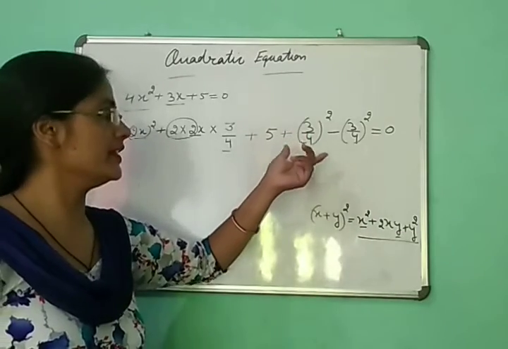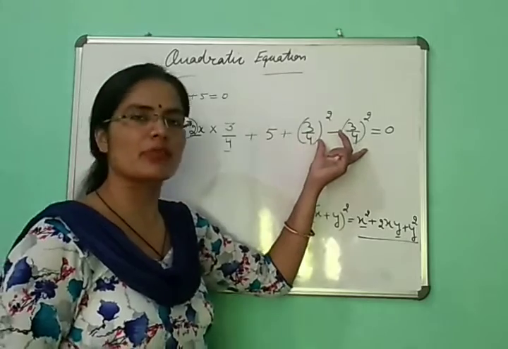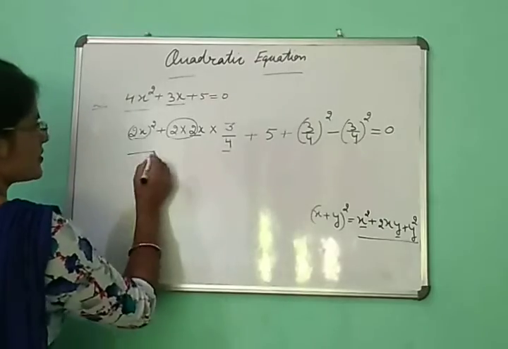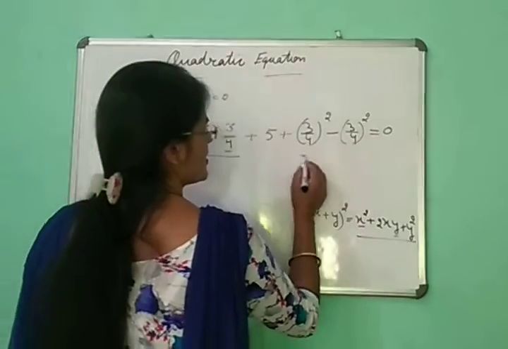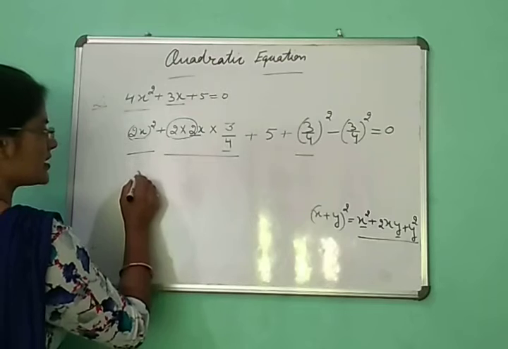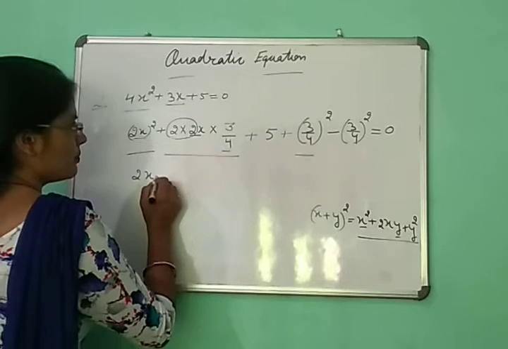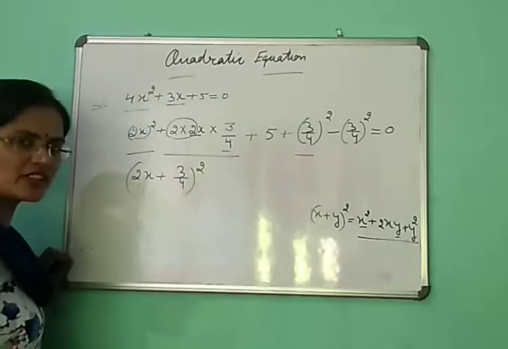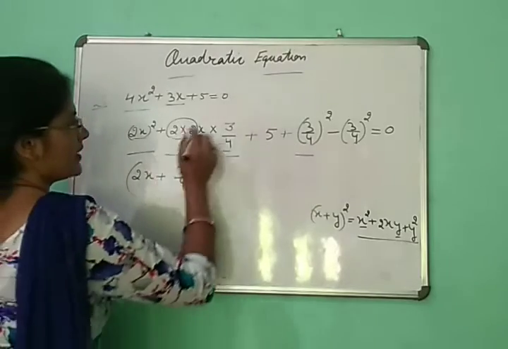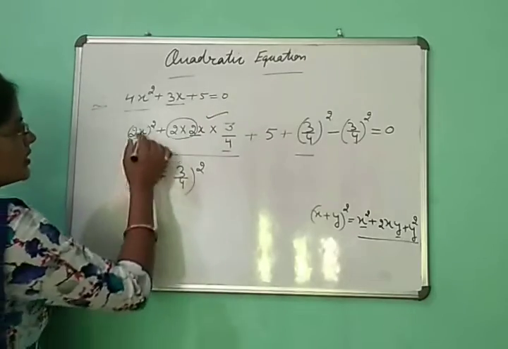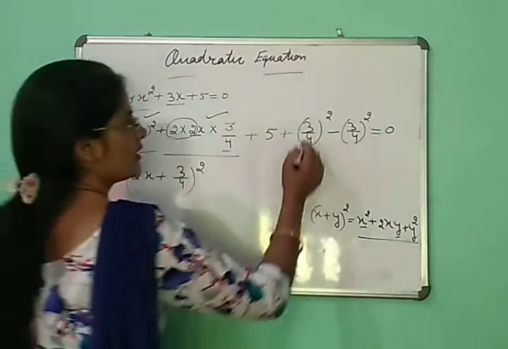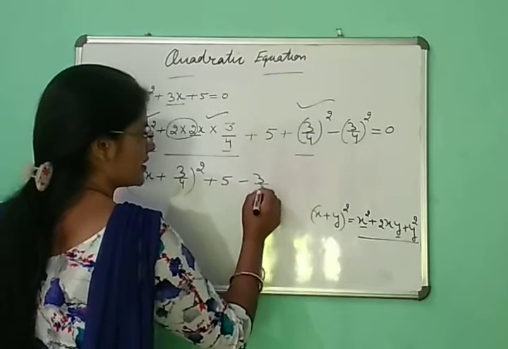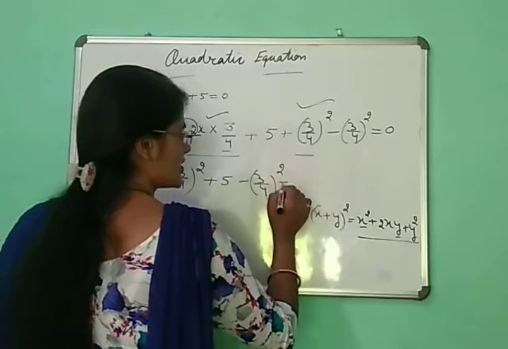We can't add anything in our equation, so we are also subtracting that term from our equation. So now this is our first term, this is our 2xy, and this is our last term. So we can write here 2x plus 3 by 4 whole square. Now, this term is included in this whole square, and this term. Now, what is extra here? Plus 5 and minus 3 by 4 whole square is equal to 0.